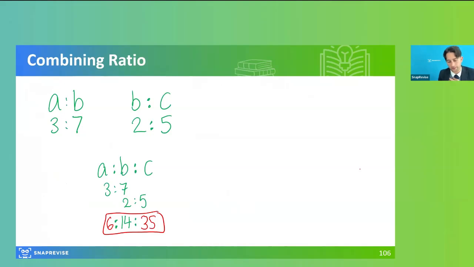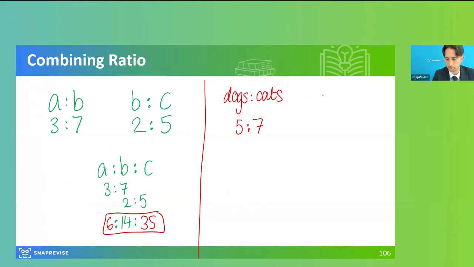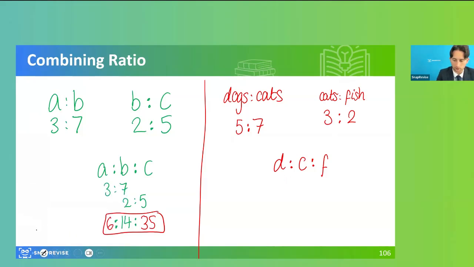Now, combining ratios, these sorts of questions, I want to just check we're happy with. So if I said, for example, dogs to cats, I did a sample about pets, was 5 to 7, and cats to fish was 3 to 2. And I want to combine them. The idea is to put them all together, and the link is the cats. So I'd write 5 to 7, and then underneath I'd write 3 to 2. And this is the thing that needs to be the same, so they're comparable.